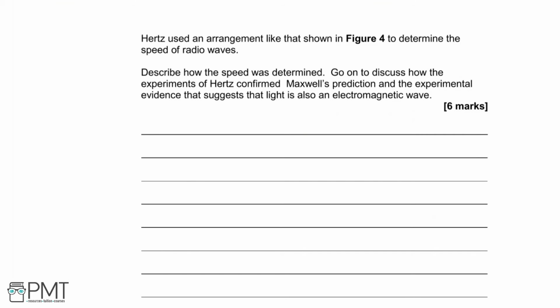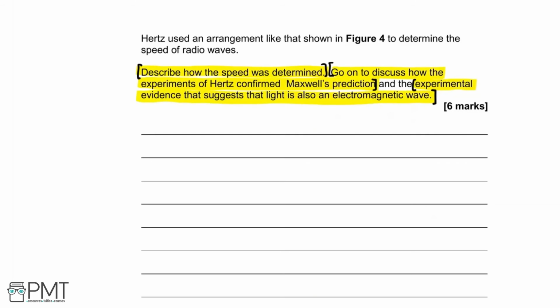Hertz used an arrangement like that shown in figure 4 to determine the speed of radio waves. Describe how the speed was determined. Go on to discuss how the experiments of Hertz confirmed Maxwell's prediction and the experimental evidence that suggests light is also an electromagnetic wave. Now, it would be advisable to break this question down into 3 parts. It won't be as simple as 2 marks for each of those 3 parts, but we can break it down all the same.